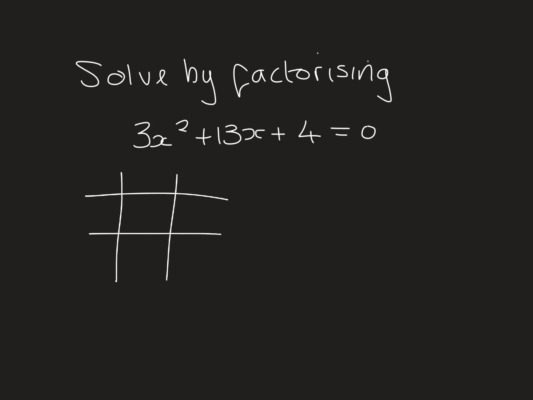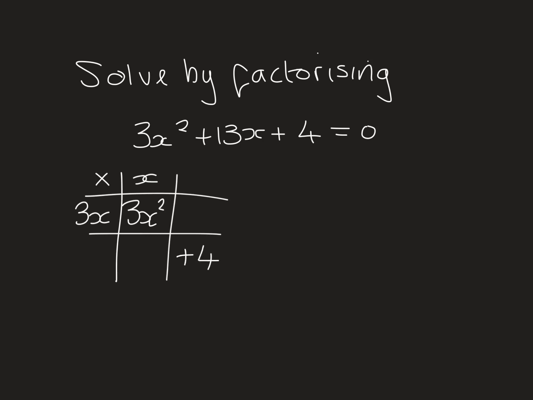So I know that this is 3x squared, which means that it's got to be 3x and x. So it's a nice question so far because 3 is a prime number. It can only be 3x times x. I know it's going to be the positive 4 over here.